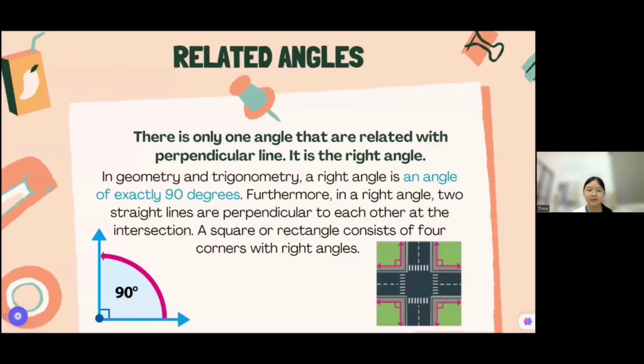Now, going into the related angles of perpendicular lines, there's only one angle that is related to perpendicular lines, which is the right angle. A right angle is an angle of exactly 90 degrees. Furthermore, in a right angle, two straight lines are perpendicular to each other at the intersection. A square or rectangle consists of 4 corners with right angles.